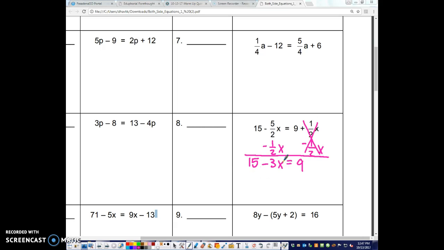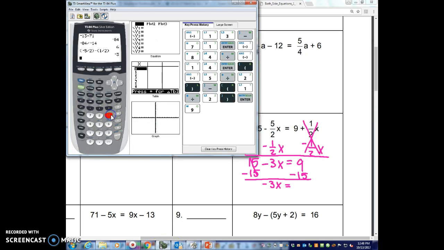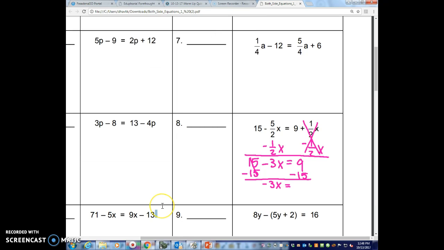Not hard, huh? What's our next step here? Remember, we're getting x by itself. Our next step is going to be to subtract 15. Okay, so we're left with this negative 3x. Don't forget your negative. Equals 9 minus 15. What is 9 minus 15? Negative 6.